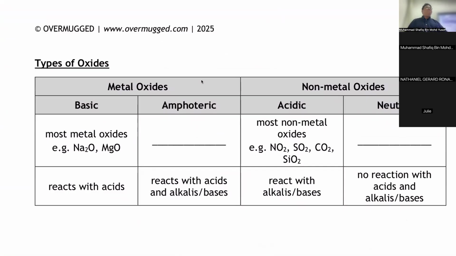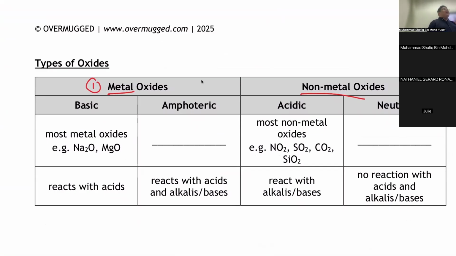So the type of oxide, please take note. Number 1, wherever I ask you what type of oxide you are dealing with, the first thing you must check is whether it is a metal or non-metal oxide. Now, how do you tell whether metal or non-metal? Just refer to your periodic table. You all should know there's a staircase that separates the metal and the non-metal, right? So you can determine it yourself.